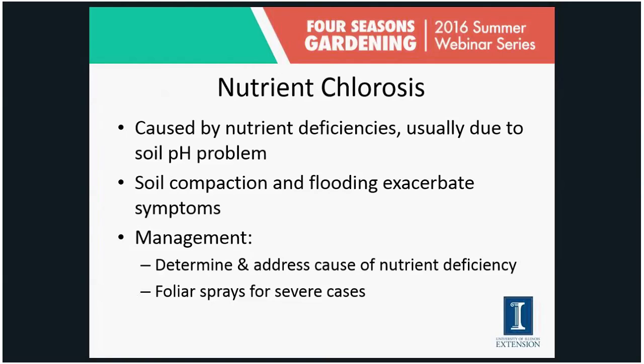Nutrient chlorosis is something we see every year, and it's caused by nutrient deficiencies, which are usually due to a soil pH problem. And the reason for this, and it's a little counterintuitive, is that when you tell someone that their tree looks like it has a nutrient deficiency, the first thing they want to do is go inject or amend the soil or spray the tree with more of that nutrient, which makes sense. You're saying it's a deficiency. But what usually tends to happen with nutrient chlorosis is not that the soil itself is deficient in the nutrient, it's that the soil pH is too far from neutral.